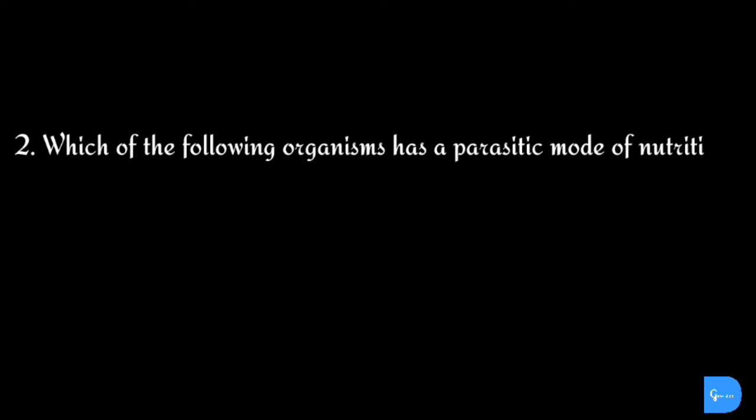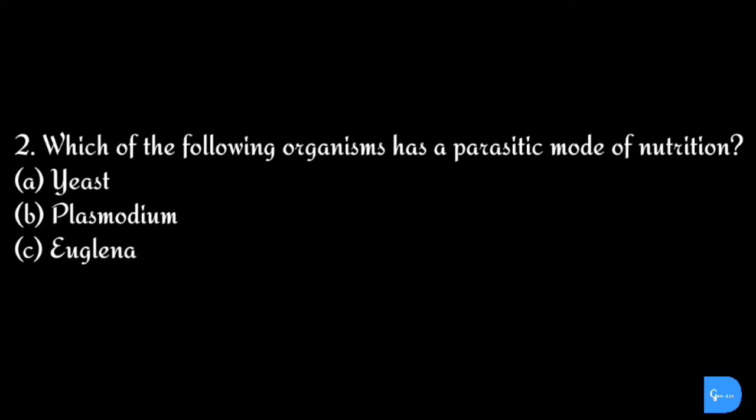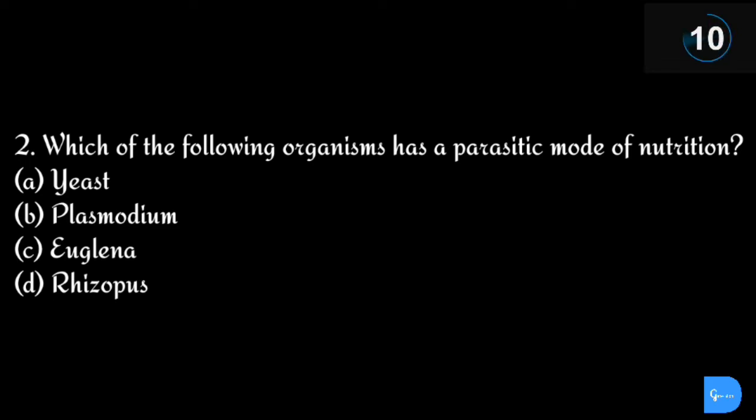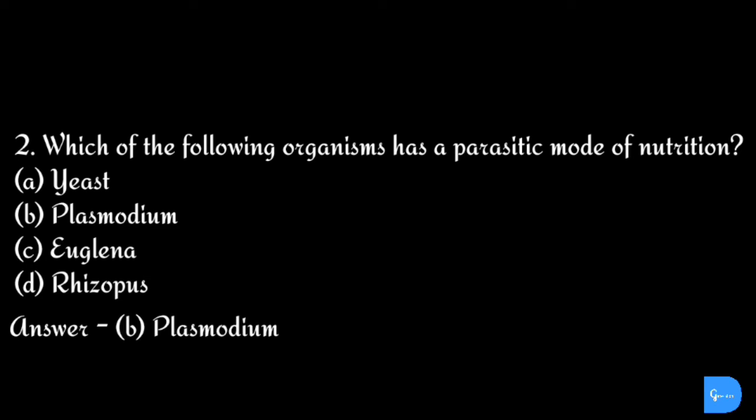Question number 2. Which of the following organisms has a parasitic mode of nutrition? Options are A. Yeast, B. Plasmodium, C. Euglena, and D. Rhizopus. The correct answer is option B.